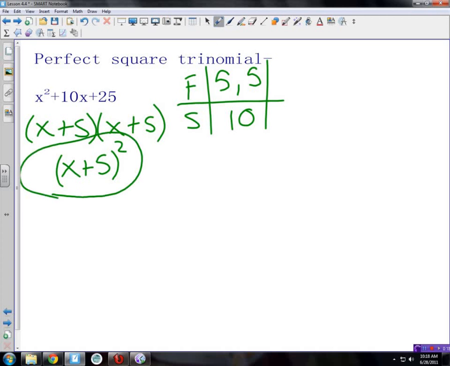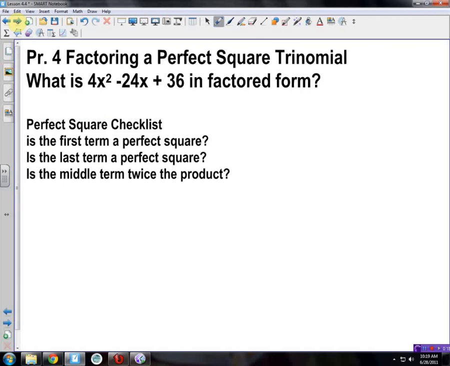Well, the a value is 4. We could probably factor out a 4 and then do factoring, but if we have the perfect square checklist, we can do it quicker. So is the first term a perfect square? What I mean by that is, this is 4x squared. Can it be written as something squared? We know the x part is a perfect square. What we need to look at is the number part. Can that 4 be written as something squared? And I think we can realize that it's 2 squared.